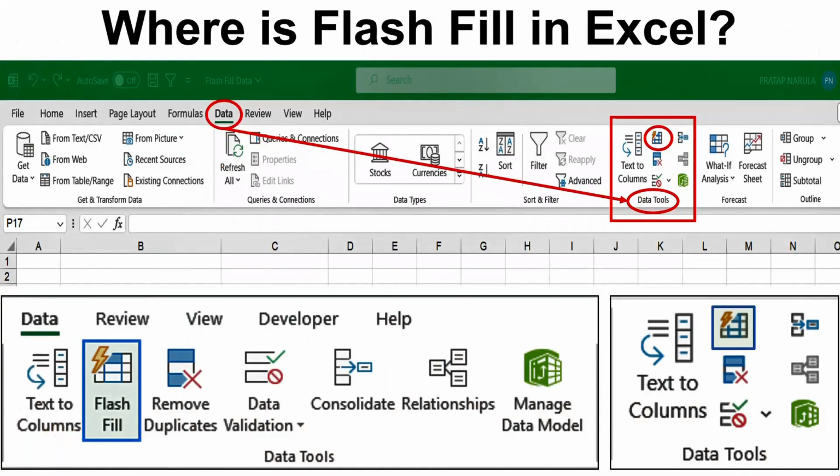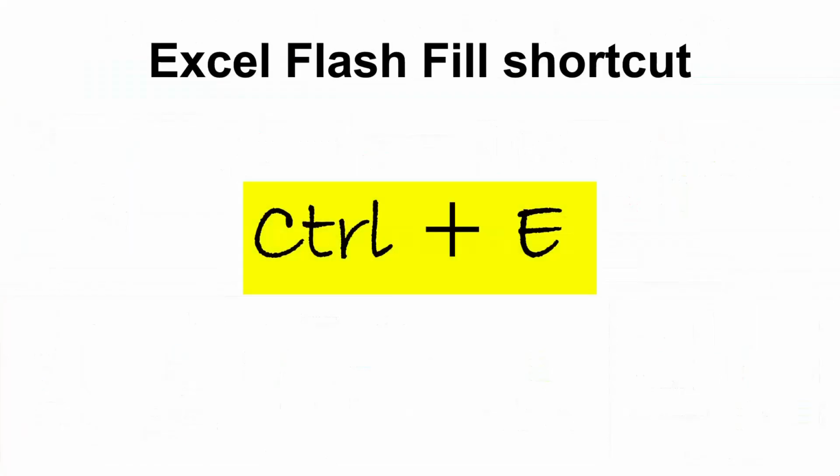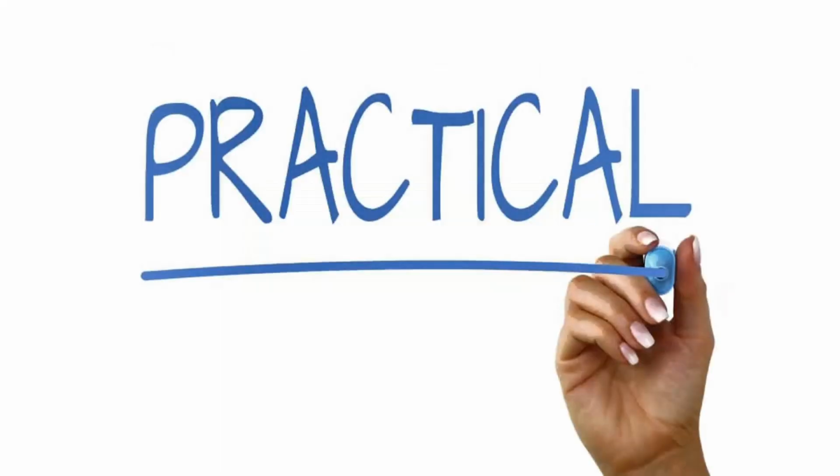Now, where is Flash Fill located in Excel? In Excel 2013 and later, the Flash Fill tool resides on the Data tab in the Data Tools group. For those of you who prefer working from a keyboard most of the time, you can run Flash Fill with the shortcut key combination Ctrl plus E. This was about a brief introduction to Flash Fill.